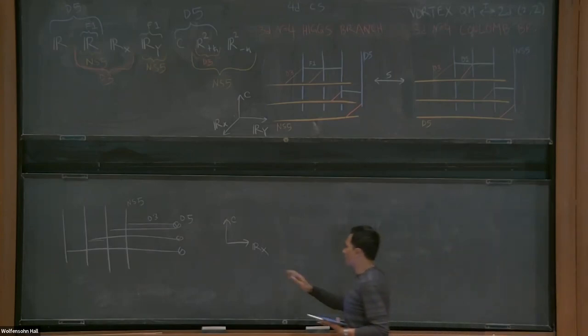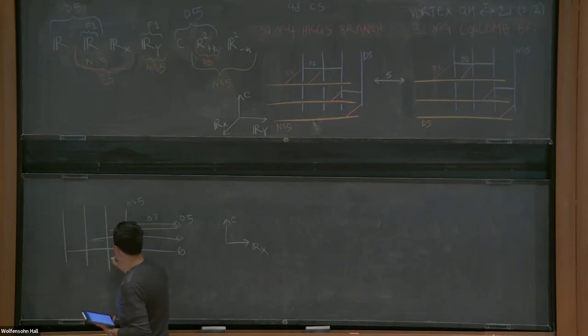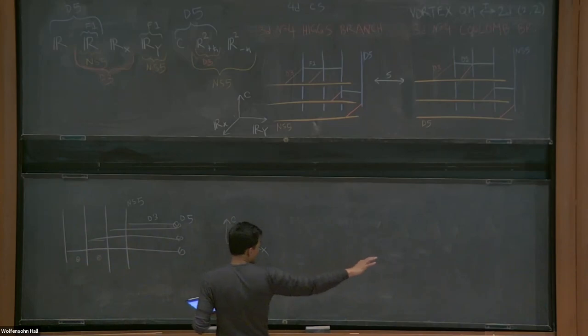And by Hanany-Witten transition, I can bring these D5s inside these NS5s, something like this. I don't know exactly what this will look like. But this will be the source of the flavor symmetry attached to the different points.